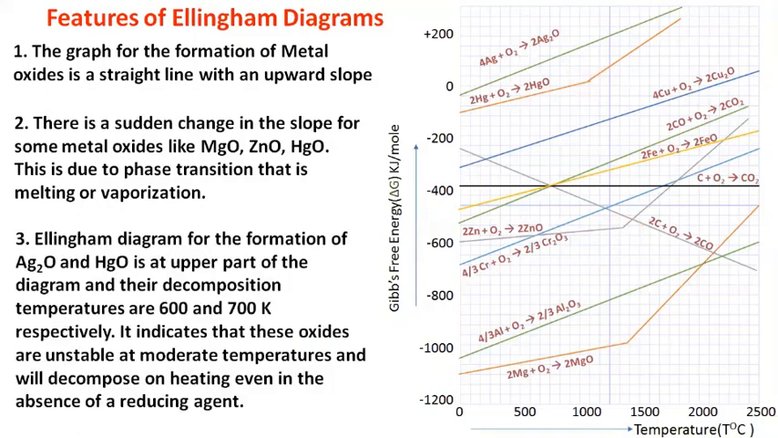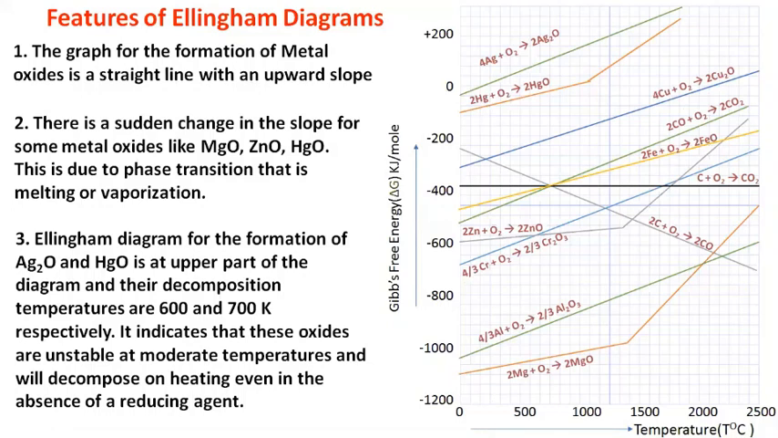Now, in the cases of silver oxide and mercuric oxide, you can see they are on the top. Here you can clearly see that they are crossing the line of zero. That is to say that as the temperature increases, their delta G value is becoming positive. The delta G values of mercuric oxide and silver oxide are becoming positive.